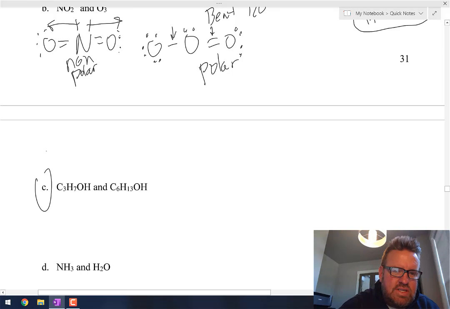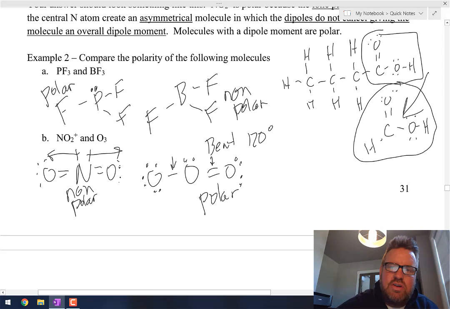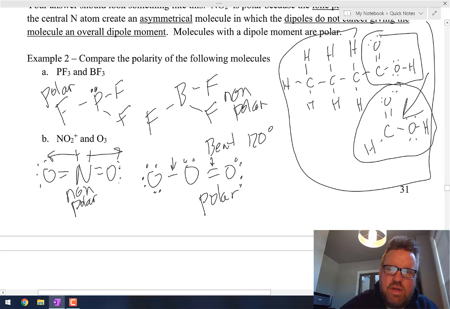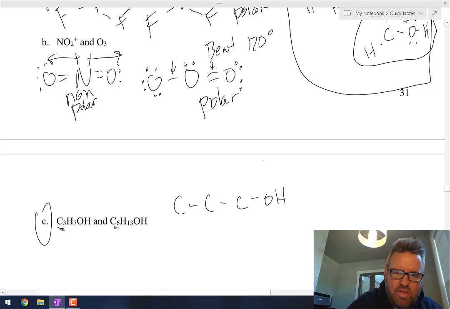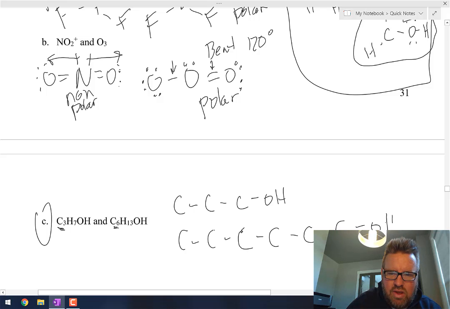Okay, letter C is actually similar. I don't want to draw them all again, but letter C is very, very similar to this one right here, where you've got a 3-carbon chain, and then you have a 6-carbon chain. So you've got 3 carbons in a row with an OH at the end, and then again, all the hydrogens on there, and then you've got 6 carbons in a row. 4, 5, 6, again with the OH at the end.